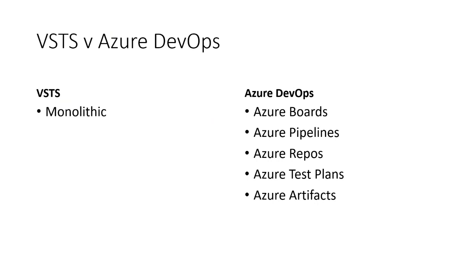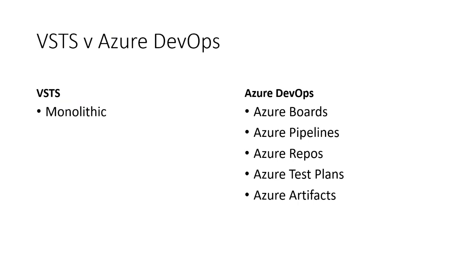VSTS is the old Visual Studio Team Services that were quite popular a couple of years ago. They're a bit monolithic, so you get either everything or nothing. Azure DevOps is a little bit more flexible in terms of selecting the bits that you want.